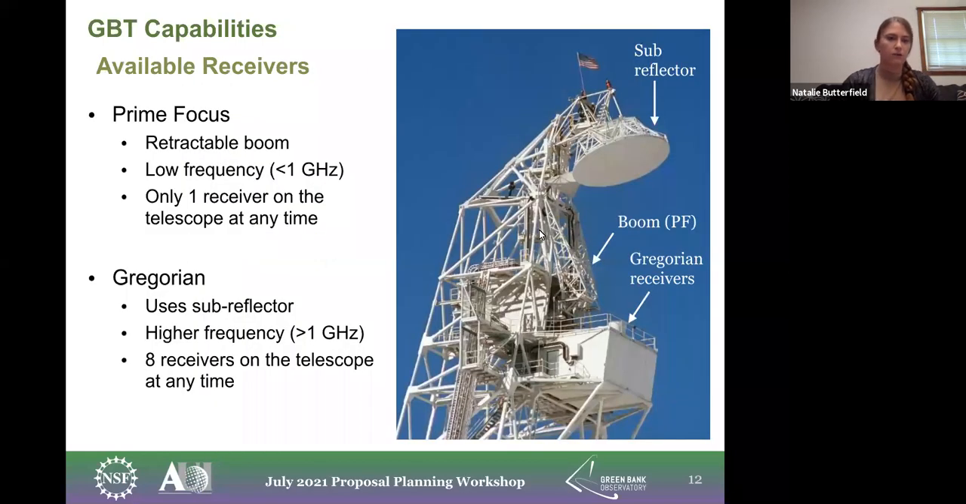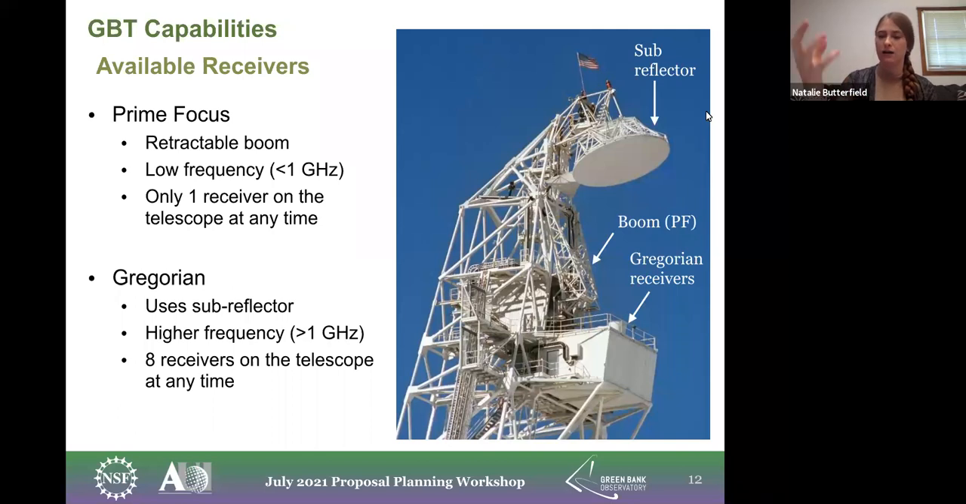All right, so moving on to our available receivers. We have two different types of receivers: prime focus receivers and Gregorian receivers. Prime focus receivers are attached to what's known as a retractable boom. You can see that structure here. If you're observing with prime focus, the operator will extend the boom, so the boom will rotate out above the subreflector, and you will be at your primary focus.